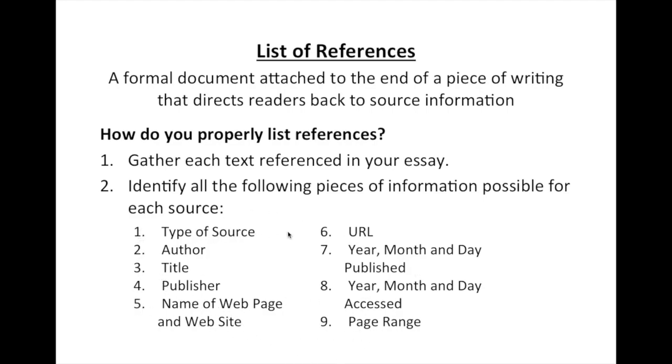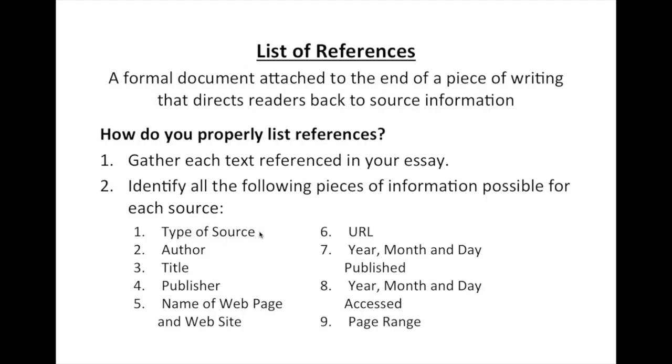Now, you're not necessarily going to be able to find all 9 of these pieces of information. For example, a URL is only important if you've got a web-based source. If you've got a book, there's no web address for a book. Page range matters more when you have a PDF or a web document or an actual printed book, but a lot of websites just have a scrolling page that goes from top to bottom, so it doesn't actually have any page number. The type of source is really, really, really important.